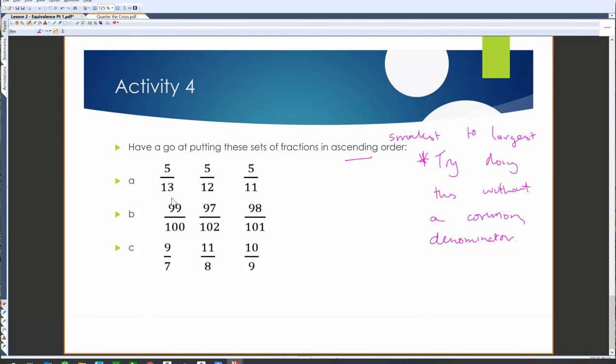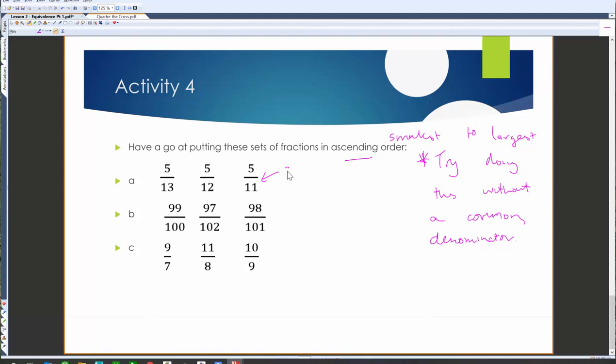If you have done it and are looking for a bit more information on how to do it, here's the method. This is 5 parts out of 13. This is 5 parts out of 12. This is 5 parts out of 11, okay? These are fractions of an amount. And if it's of the same amount, what would be the biggest? Well, it would be 5 parts out of the 11 parts. This would be the biggest fraction.